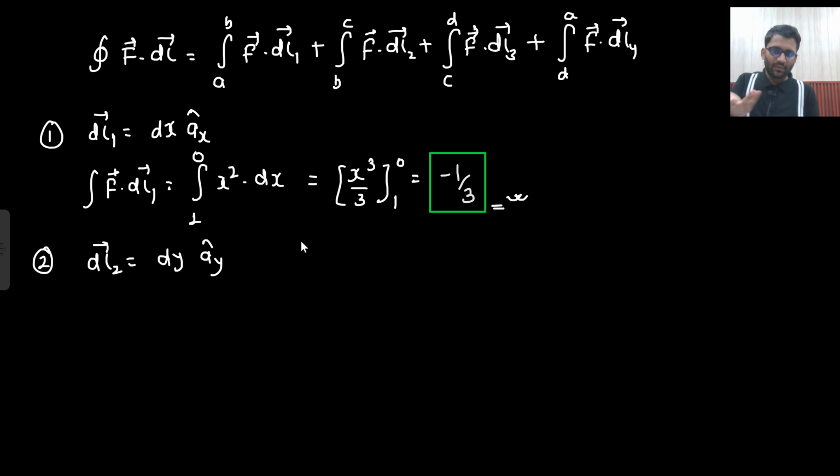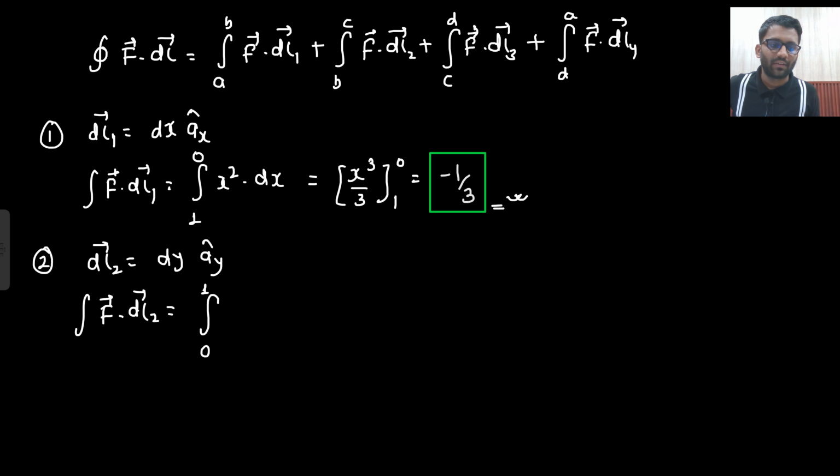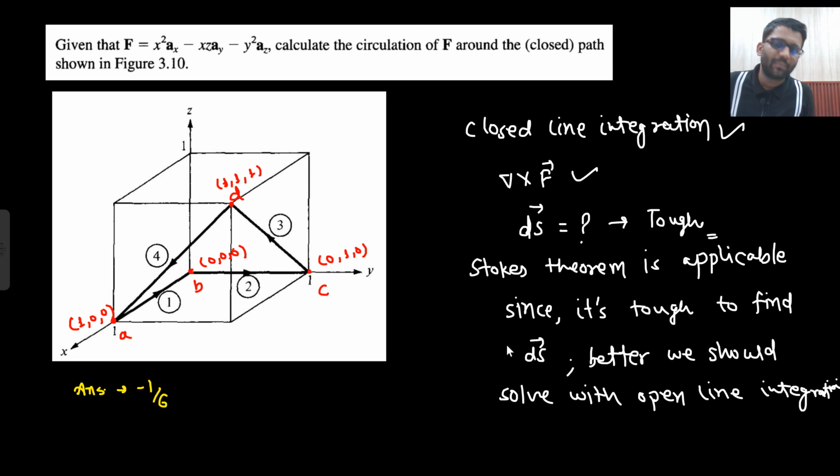Pretty easy. So if I am moving here, what am I going to write? F dot dl2, from 0 to 1, right? So dot ay: xz ay minus xz dy. Okay, you will multiply with ay vector only, the ay unit vector only.